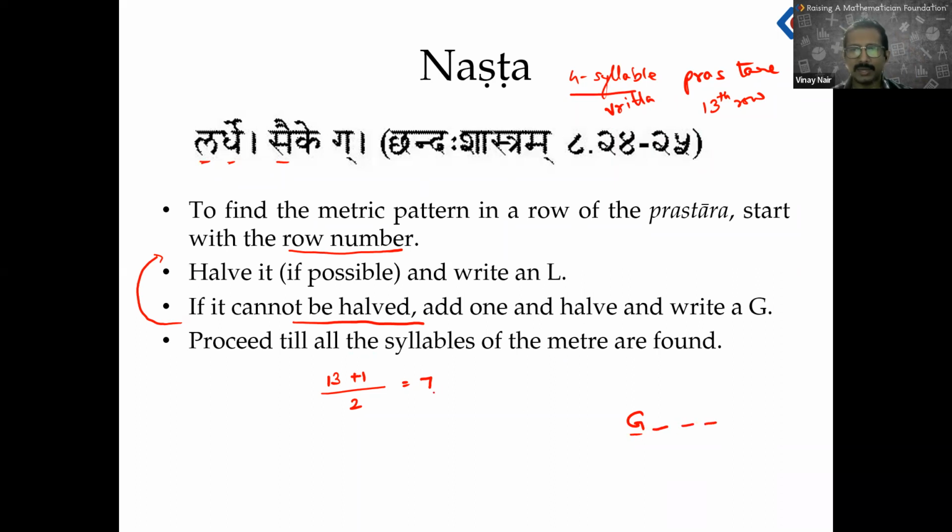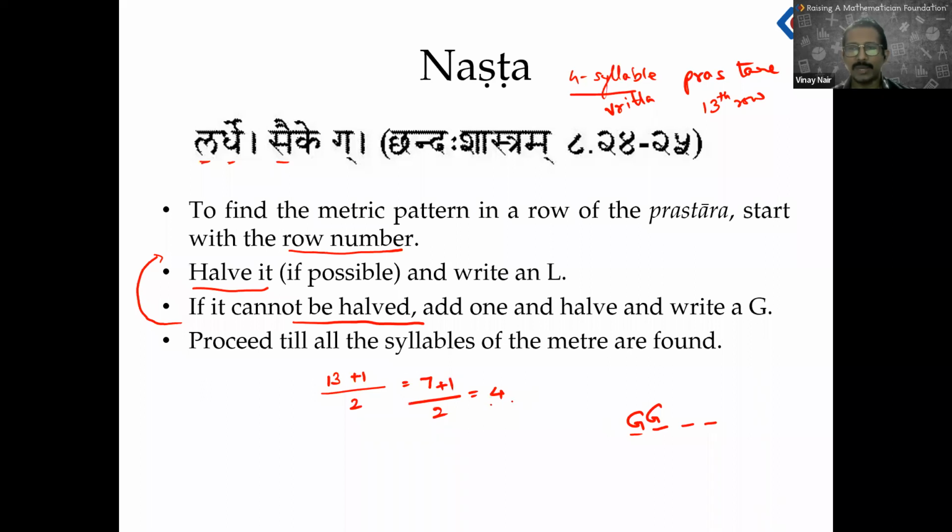You got 7 now. Again ask, can 7 be half? No. If it cannot be half, then what we do is we add 1. That is 7 plus 1 divided by 2. We get 4. When we add 1 and half it, you place a G.